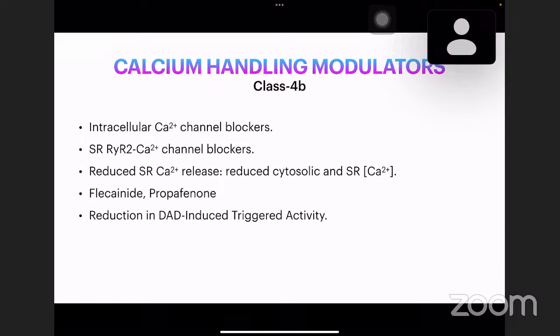Class 4B are intracellular calcium channel blockers. These are sarcoplasmic reticulum ryanodine receptor type 2 calcium channel blockers. They decrease the sarcoplasmic reticulum calcium release and reduce the cytosolic calcium and the sarcoplasmic reticulum calcium. These two drugs are flecainide and propafenone. They decrease the delayed afterdepolarization induced trigger activity.